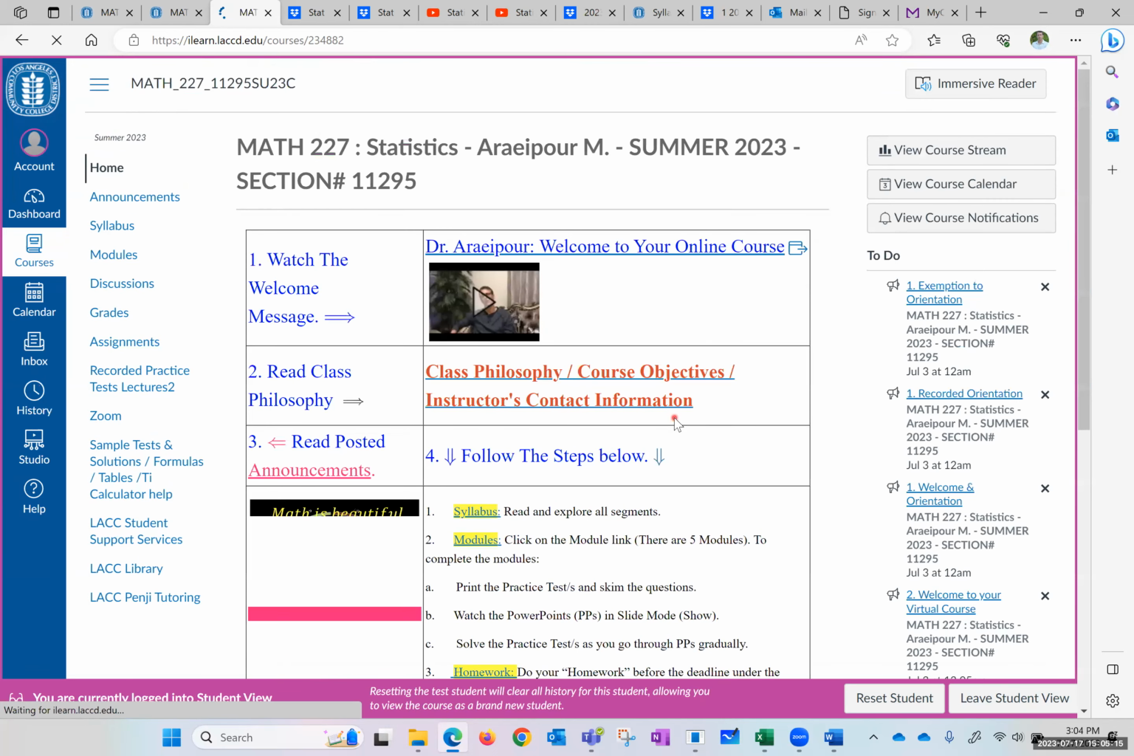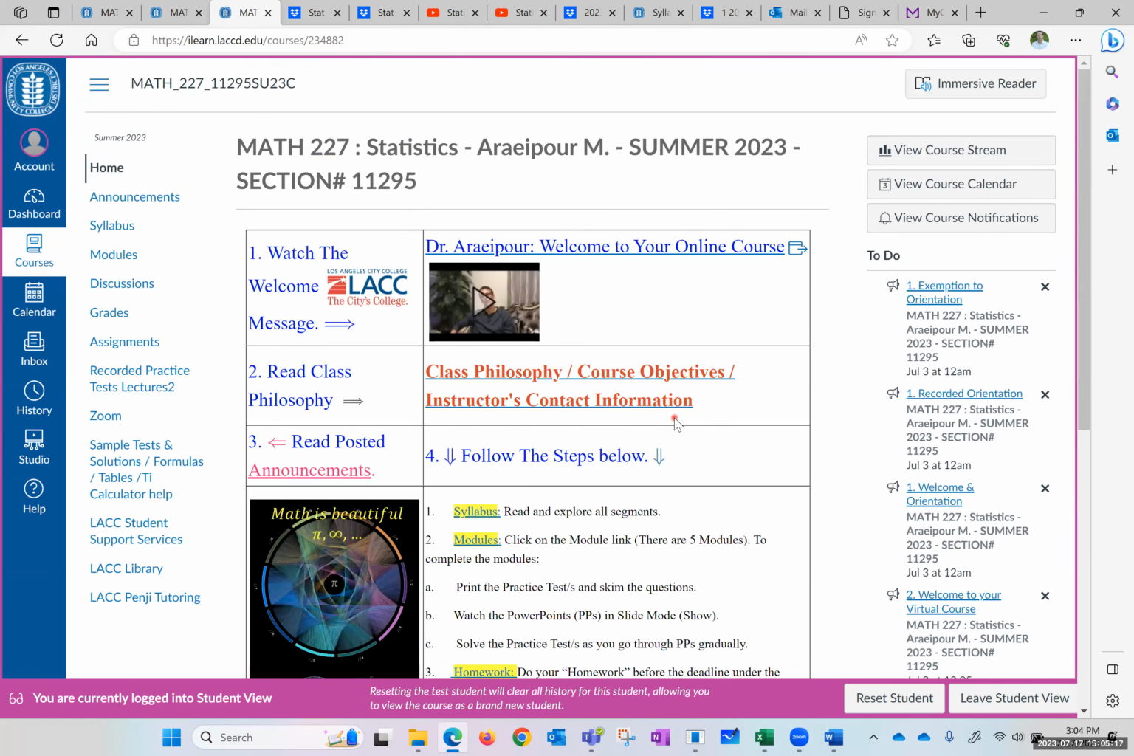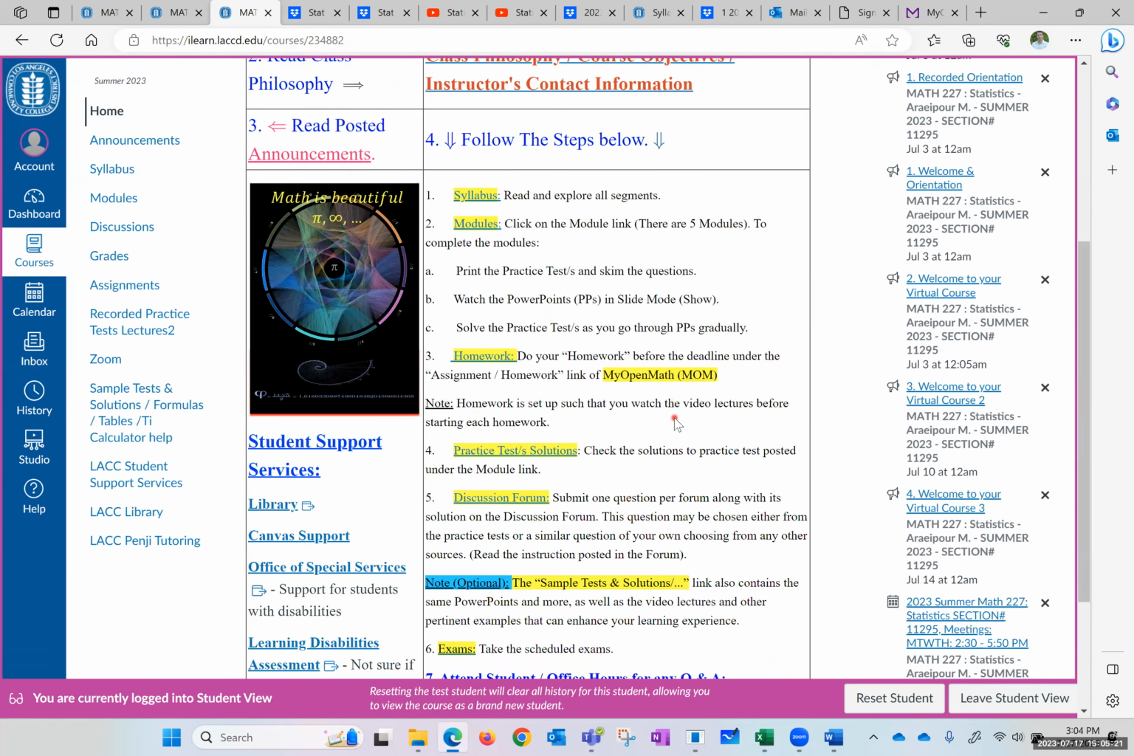Going back to the home page. Again, I will go over my open math in a moment. So this is the home page of Canvas. We covered the syllabus modules. We're going to cover the homework at the end, actually. And discussion forum. You can click on it here. So on the left navigation bar, you can click on the discussion or the discussion forum here.